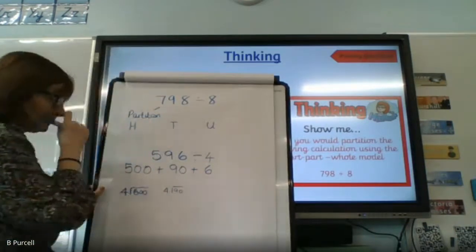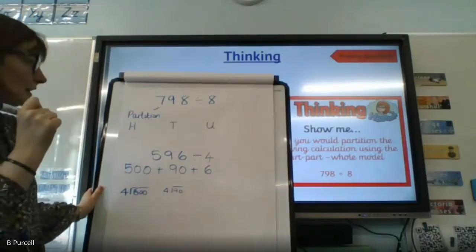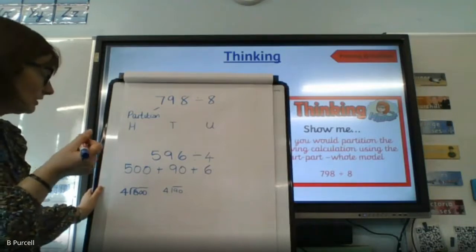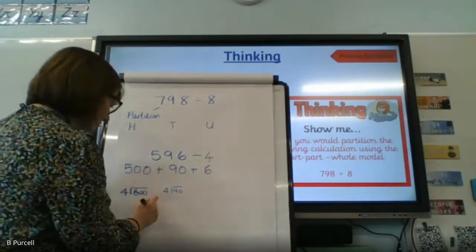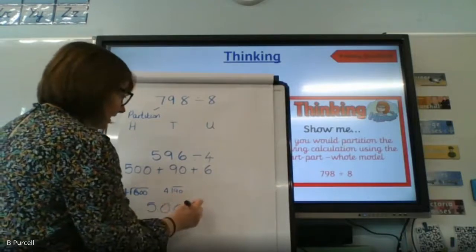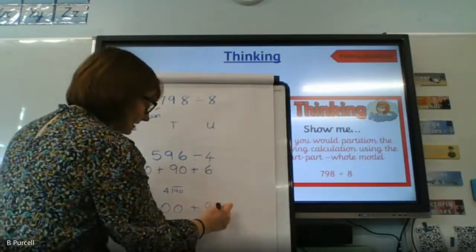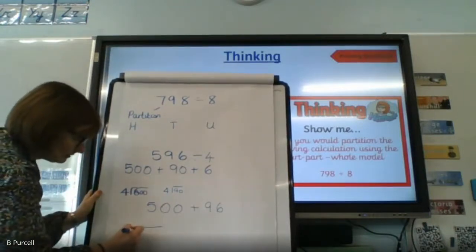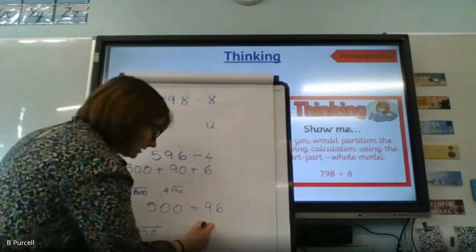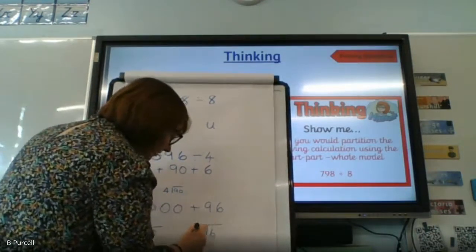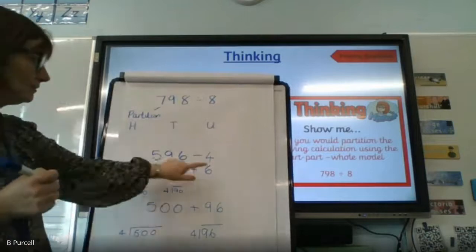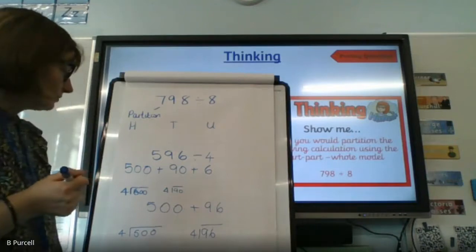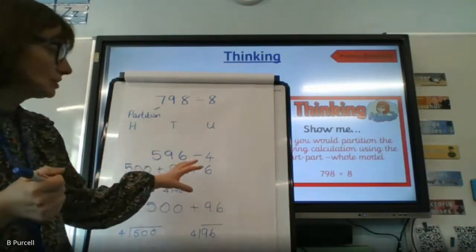Or if you wanted to do it another way, you could partition 500 and then add 96 and then multiply 500 by 4 and 96 by 4, and that's probably a lot easier than if you partition it this way. Okay, so it's using those skills that you already know, so make sure that you partition correctly.